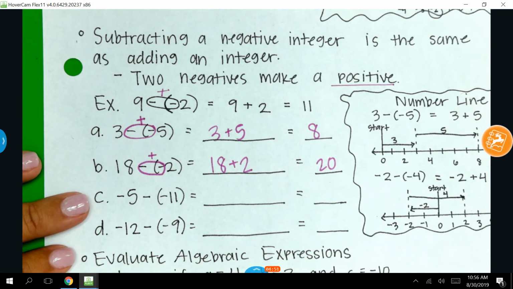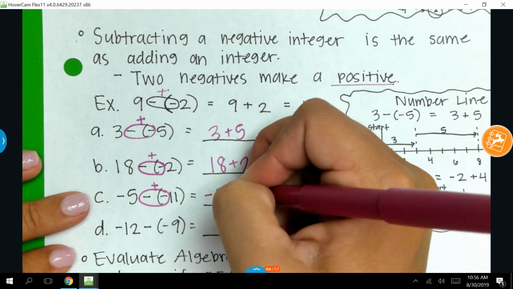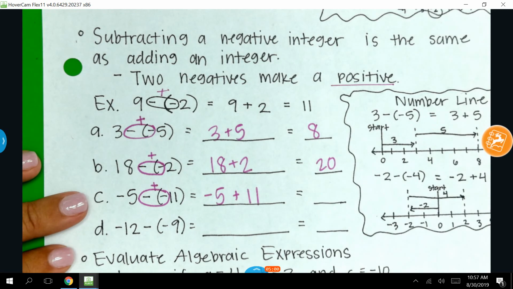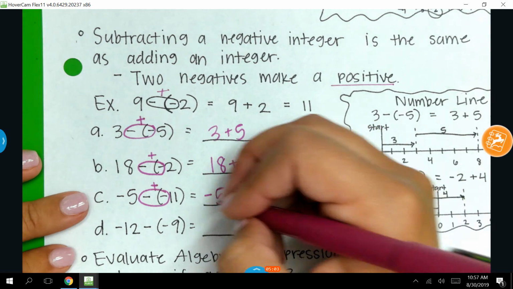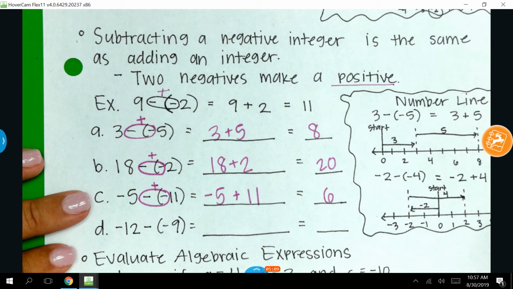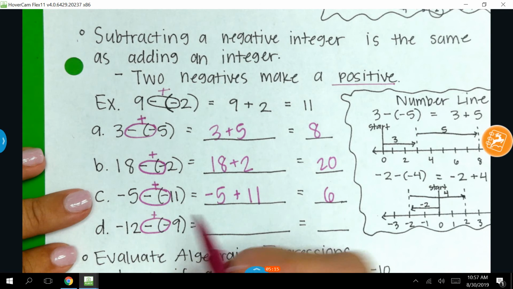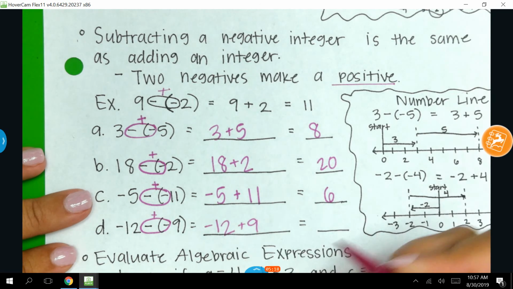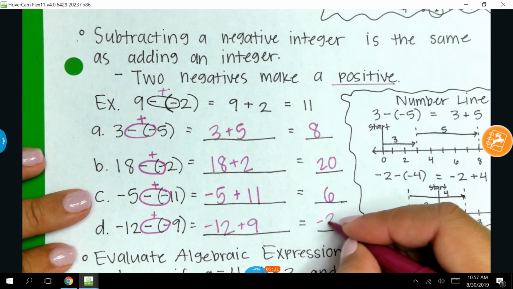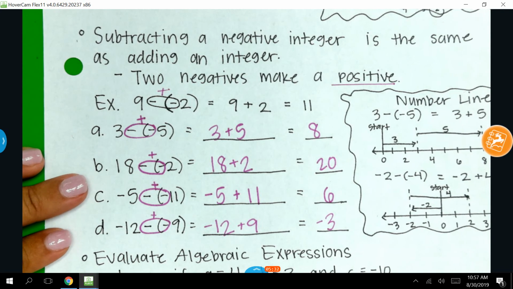Negative 5 minus negative 11. Same thing, those two negatives make a positive. So now I have negative 5 plus 11. Am I adding or subtracting? Subtracting, so 11 minus 5 gives me 6, and is it positive or negative? Positive. And that last example, that means I have negative 12 plus 9, which is what? Good, negative 3. Any questions on that? Not too bad, huh?